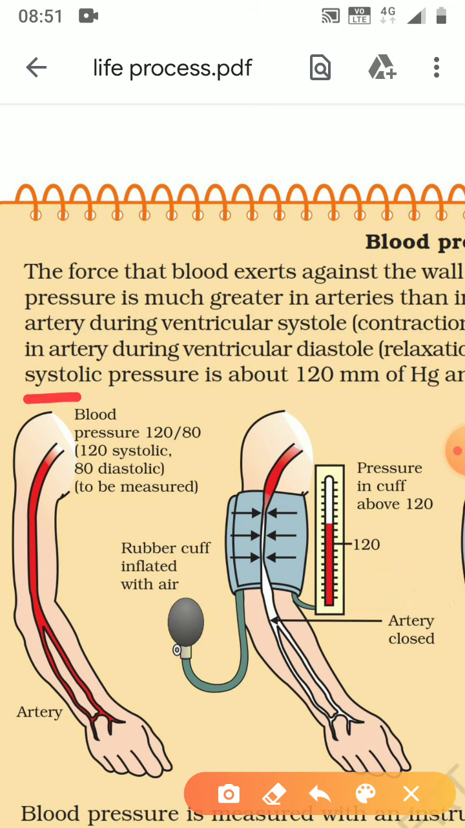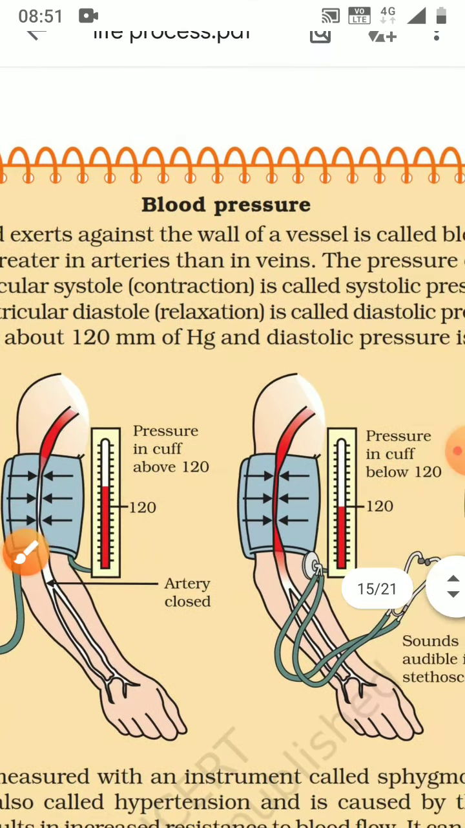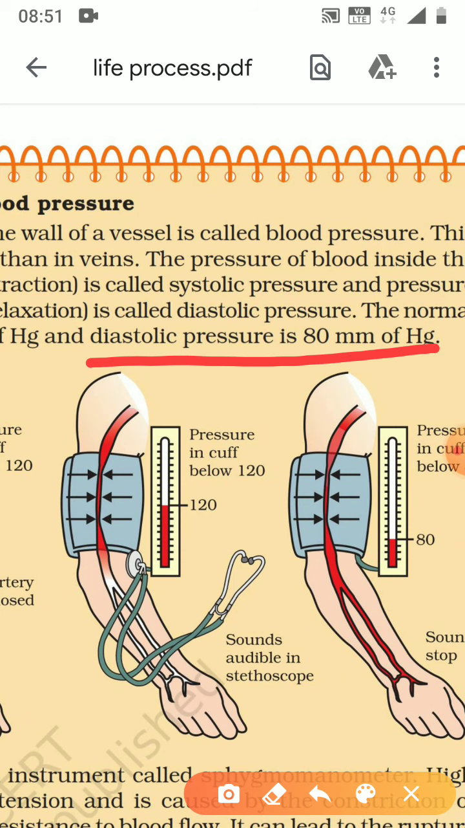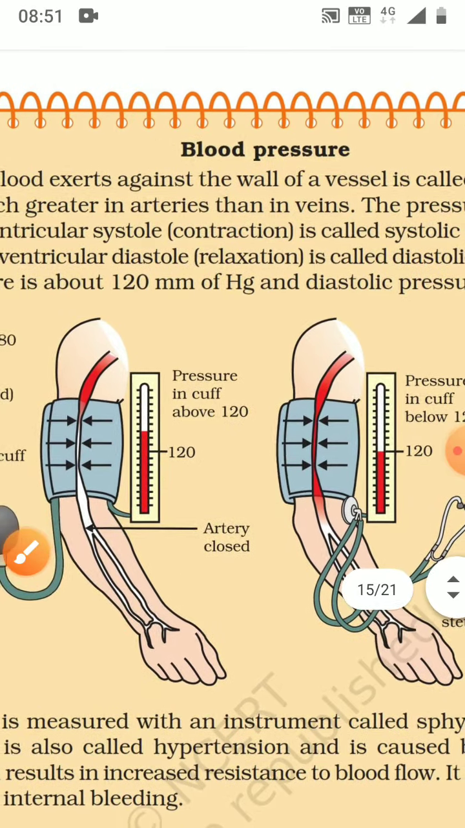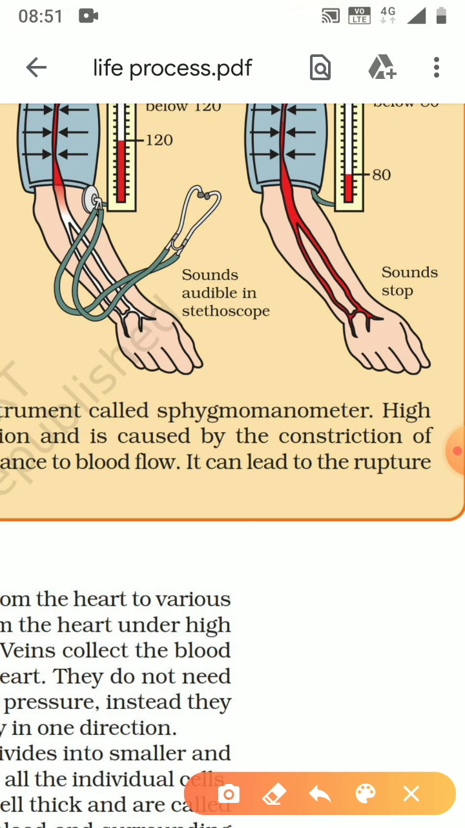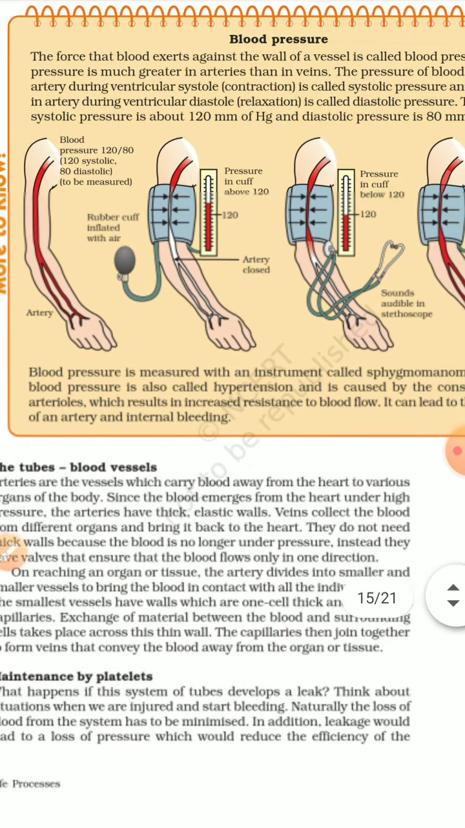Systolic pressure is 120 millimeter mercury. 1 millimeter mercury is the unit of pressure, and diastolic pressure is 80. So this is low pressure and this is high pressure, and the instrument used to measure the blood pressure is called the sphygmomanometer. Low blood pressure and high blood pressure both are not in favor of good health.